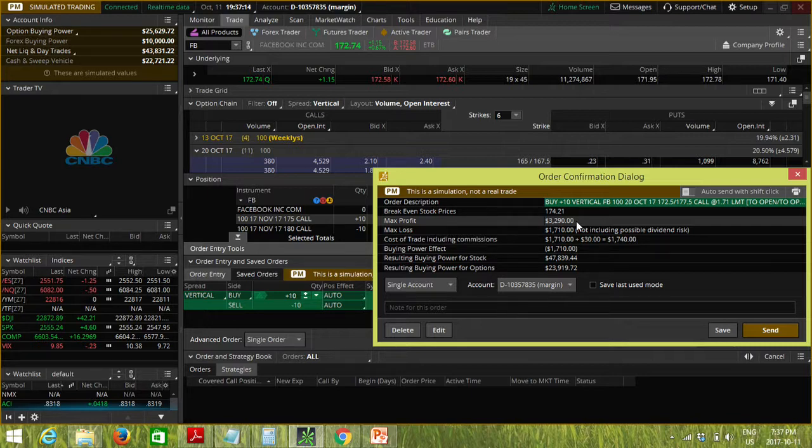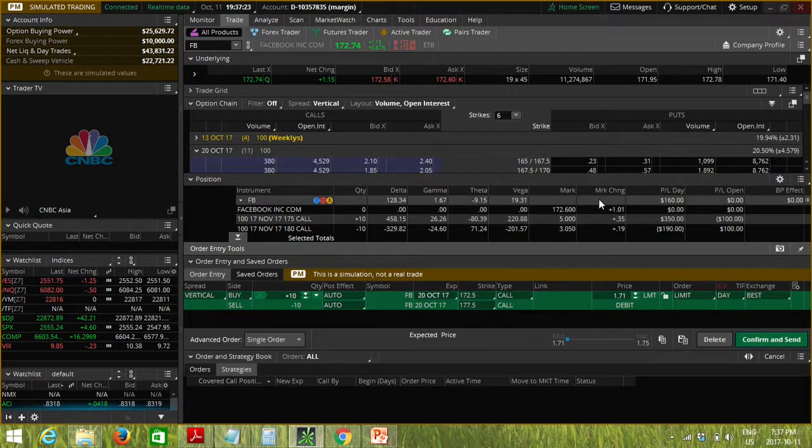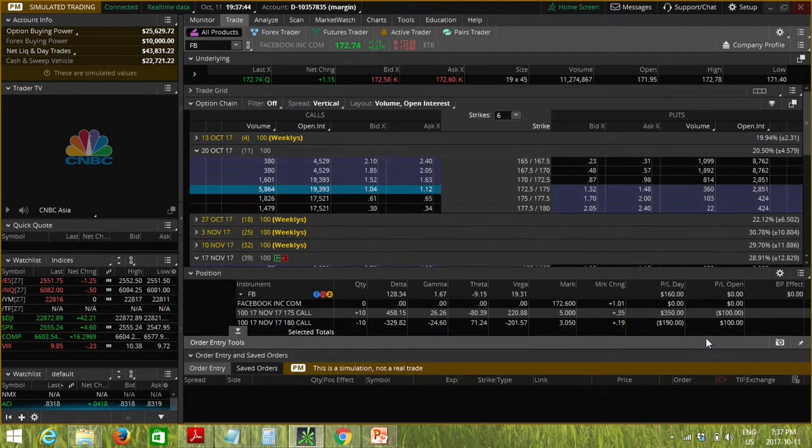But if you want to get a little bit more out of that, then you can certainly widen the spread on there. But keep in mind, you want Facebook to go up, right? If it goes down, and if it finishes below that 172.50 at the time of expiration, then you've lost your premium. So you want this thing to go up, okay? So let me just get rid of that order.